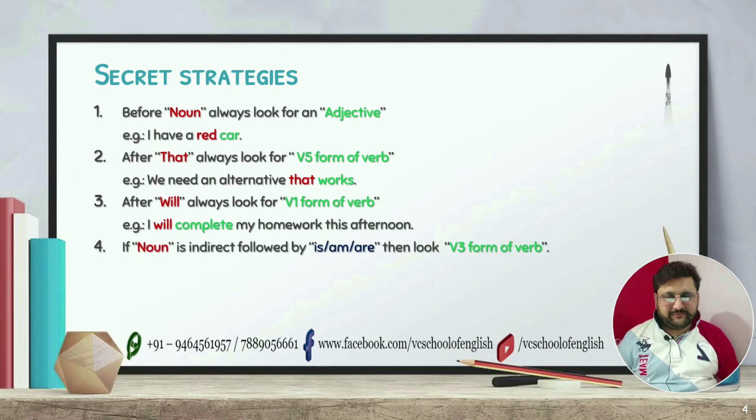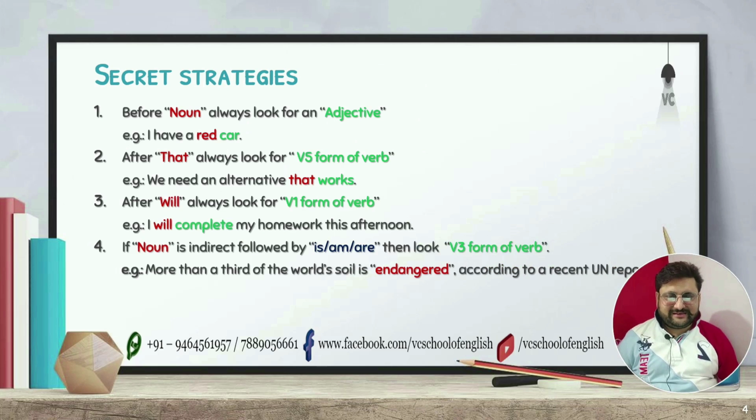The fourth one is, if noun is indirect followed by is, then look for V3. So here in this example, more than a third of the world's soil is endangered. So soil is an indirect noun because it is coming in between the sentence, followed by is, then we have to look for V3.